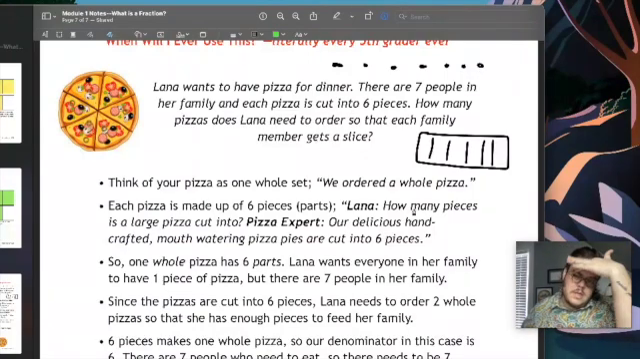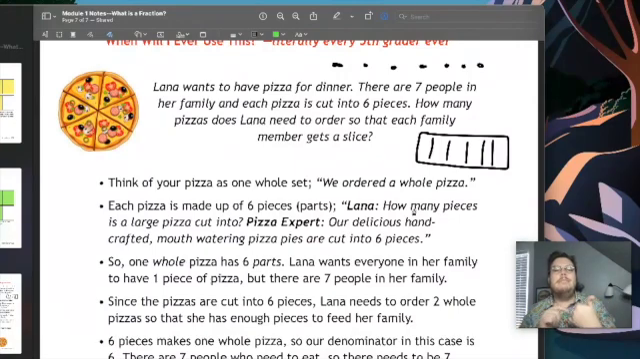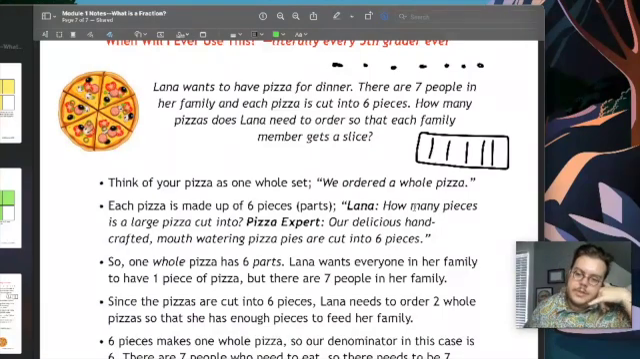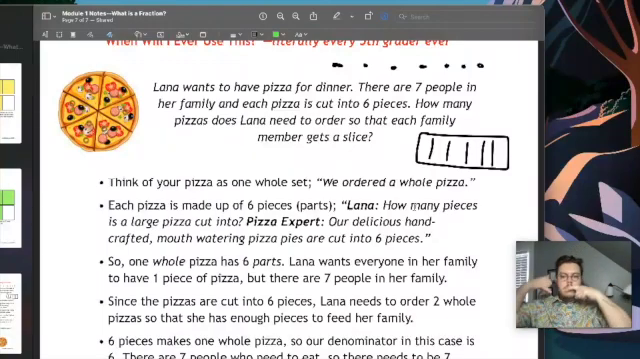Okay, so Lana calls out the pizza place. She goes, beep, boop, bop. Hello, pizzas? Yes. How many pieces is a large pizza cut into? And the pizza expert goes, well, miss, our delicious handcrafted, mouth-watering pizza pies are cut into 6 pieces. All right. So Lana now knows that one whole pizza is in 6 pieces. We knew that already. So one whole pizza has 6 parts.